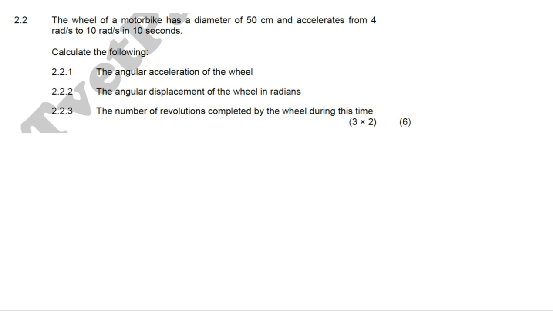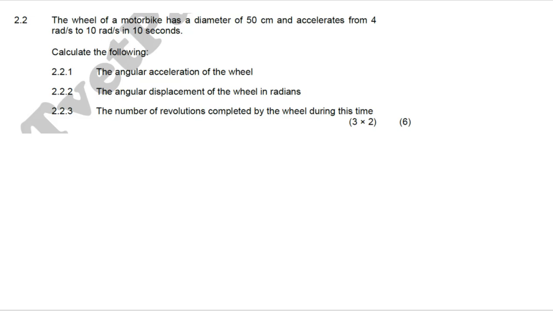Okay, next question. The wheel of a motorbike has a diameter of 50 centimeters and accelerates from 4 radians per second to 10 radians per second in 10 seconds. Now we're asked a few questions: the angular acceleration, the angular displacement, and the number of revolutions.